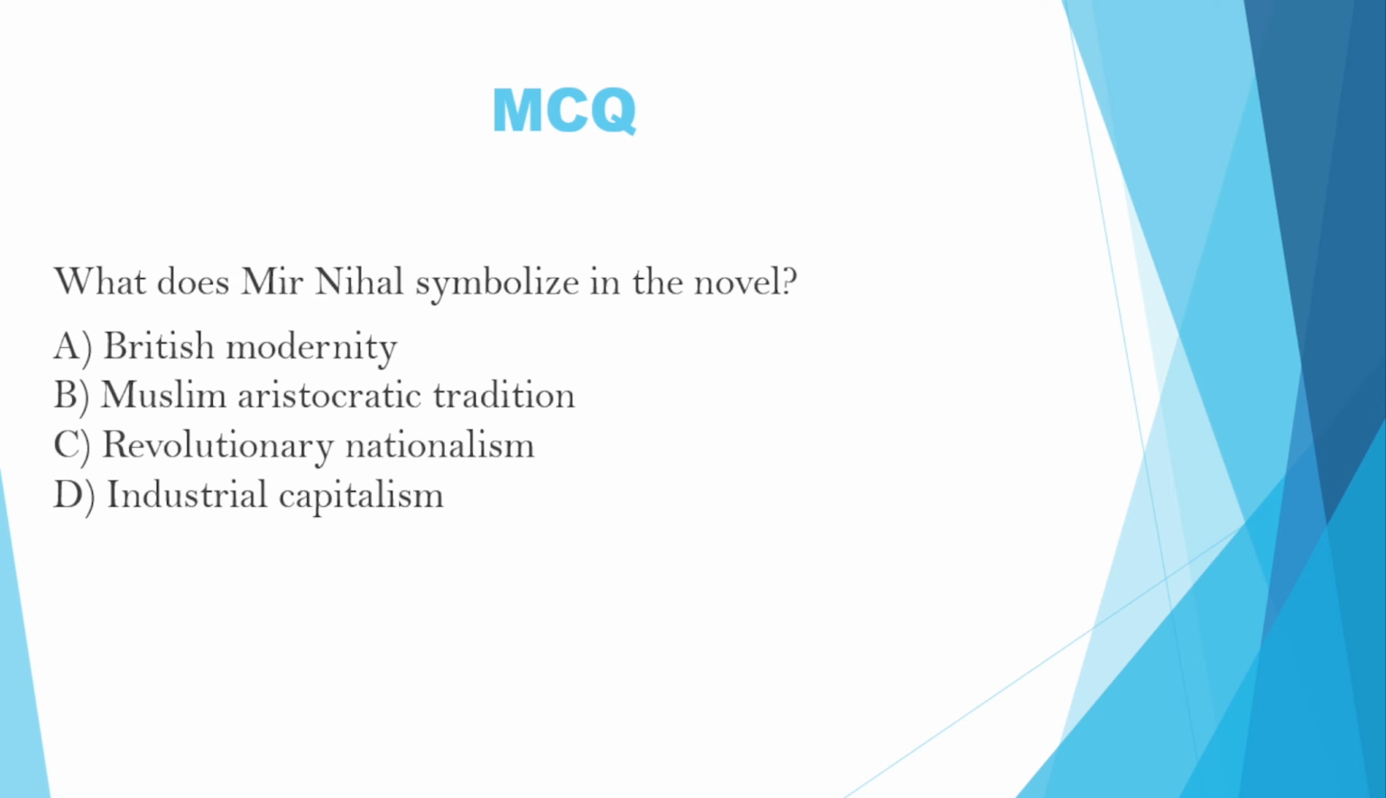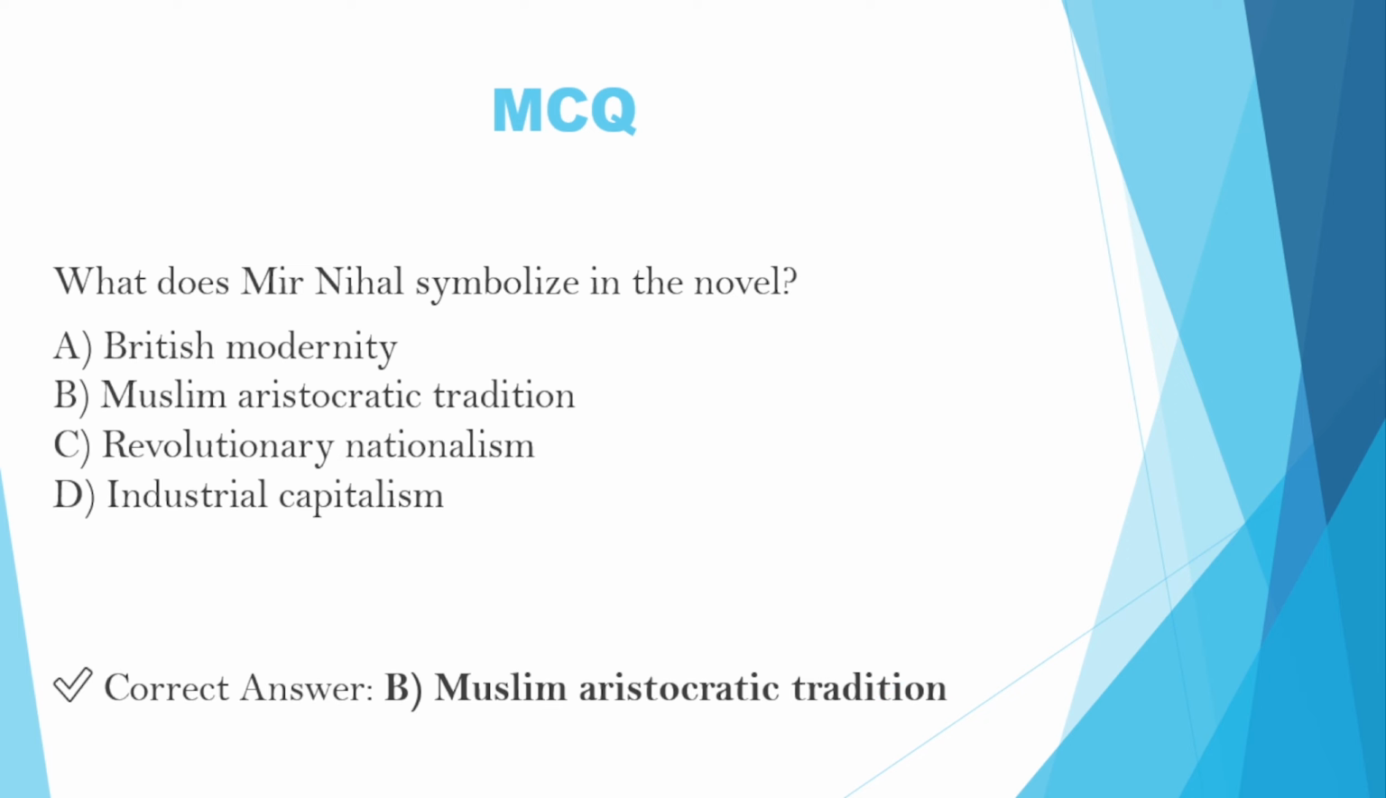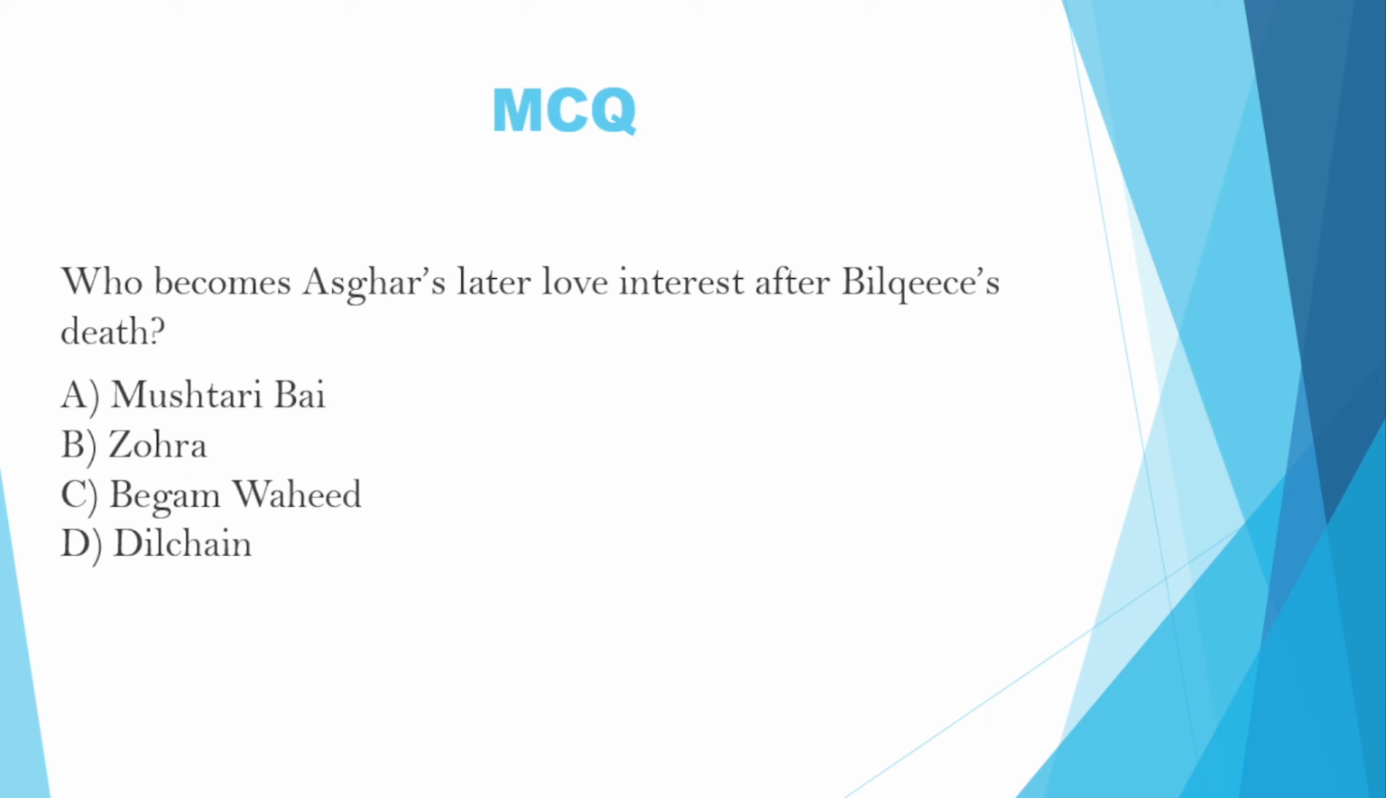Next question is, what does Mir Nihal symbolize in the novel? Option A British modernity, option B Muslim aristocratic tradition, option C revolutionary nationalism, option D industrial capitalism. The correct answer is B Muslim aristocratic tradition. Next question is, who becomes Asghar's later love interest after Bilqis's death? Option A Mushtari Bai, option B Zohra, option C Begum Wahid, option D Dilchan. The correct answer is B Zohra.